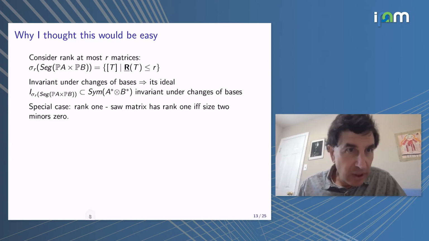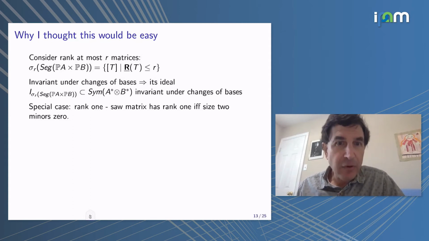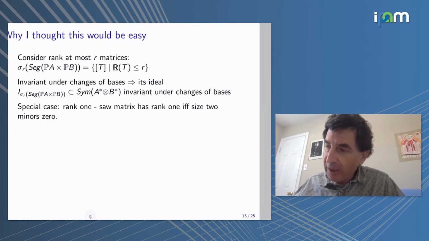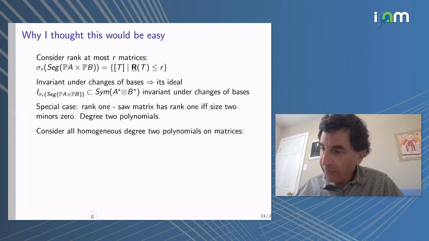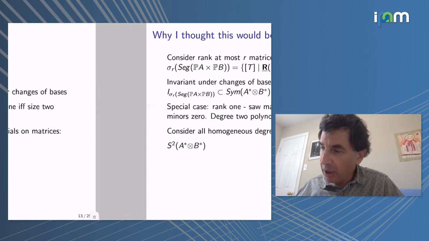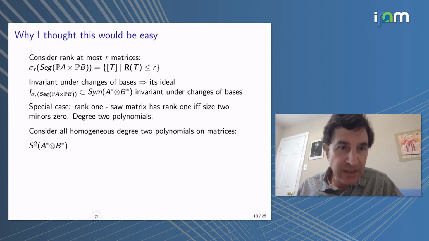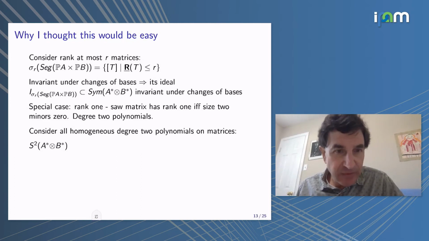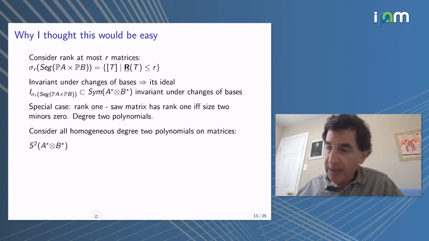So now let's do another quiz. For rank one matrices, we saw a matrix has rank one if and only if all size two minors are zero. Now, if we look at the space of all homogeneous degree two polynomials on matrices, I'll denote that space this way. We call this Sym^2 of our vector space, which happens to be a tensor product of two vector spaces. Under changes of bases in the first vector space and changes of bases in the second vector space, this decomposes into two pieces.